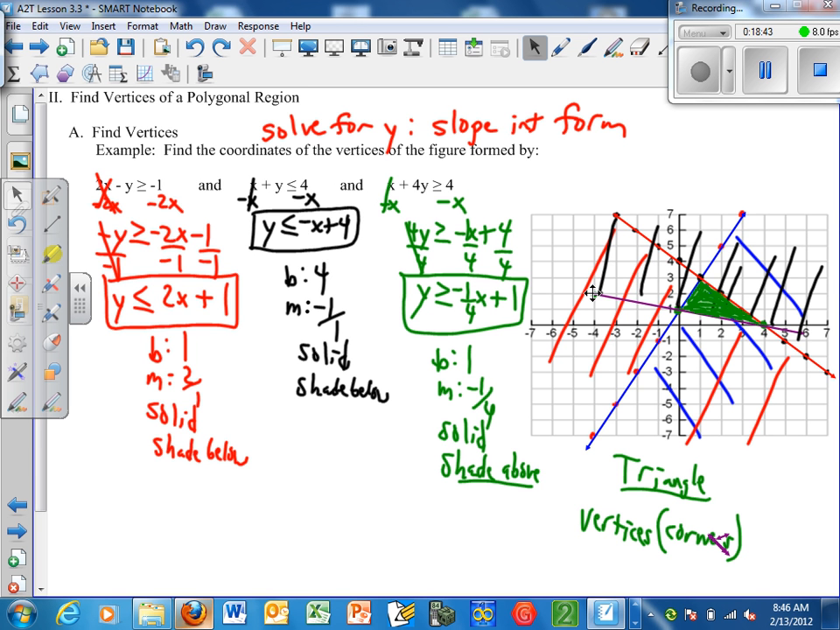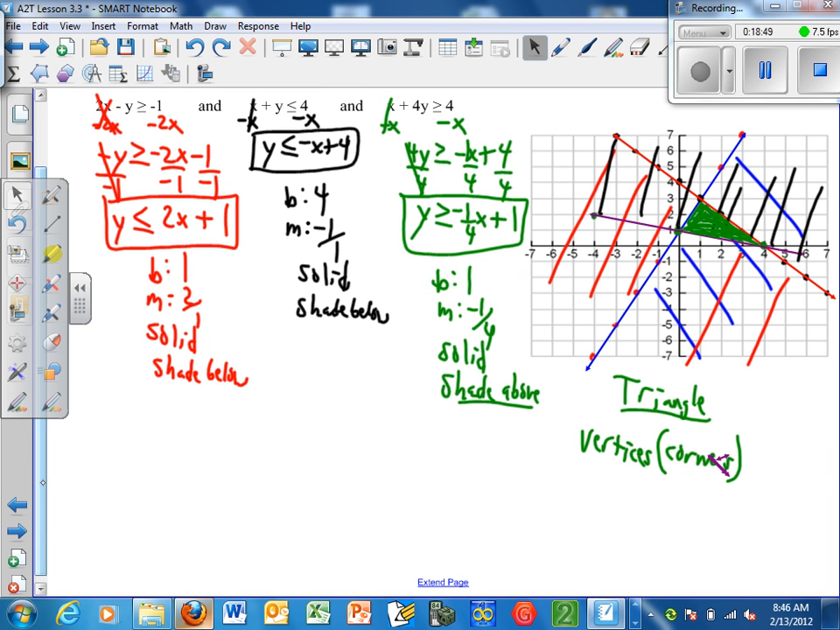So where are the corners? It doesn't matter what order you list these in, and this is going to lead us into linear programming and finding maxes and mins. Let's go with this point first, right here, which is the coordinate (0, 1). So there's one vertex. Let's do the other one that's on the x-axis here. That would be (4, 0). And let's do this point, which is (1, 3).